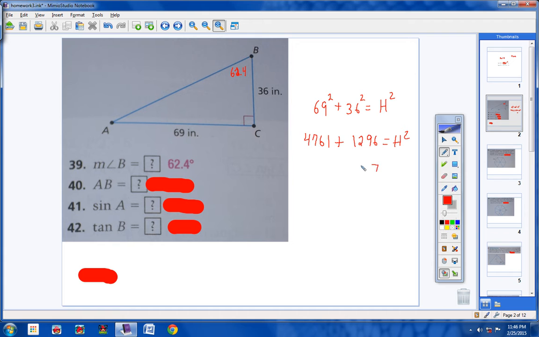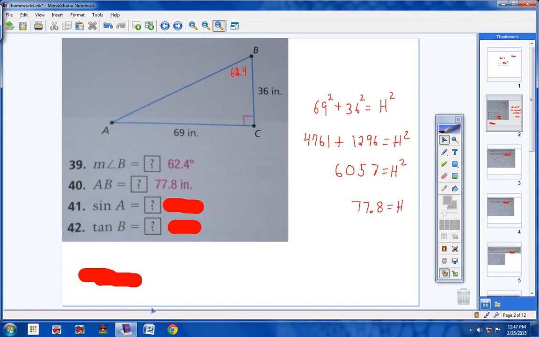We get what? 7, 5 carry 1, 0 carry 1, 6,057. I think that's right. I did that in my head. I hope that's correct. Now we'll take the square root of both sides, and I'm getting 77.82. So 77.8 equals my hypotenuse.